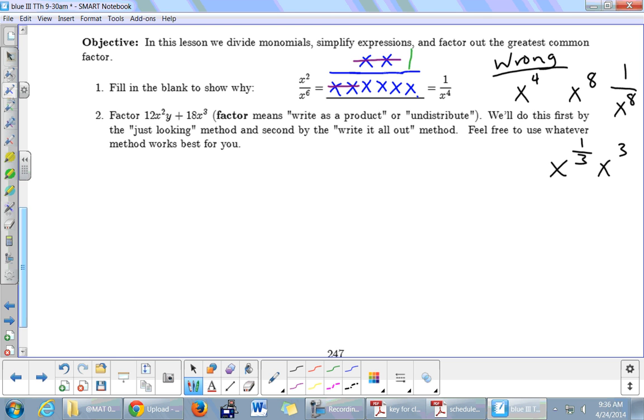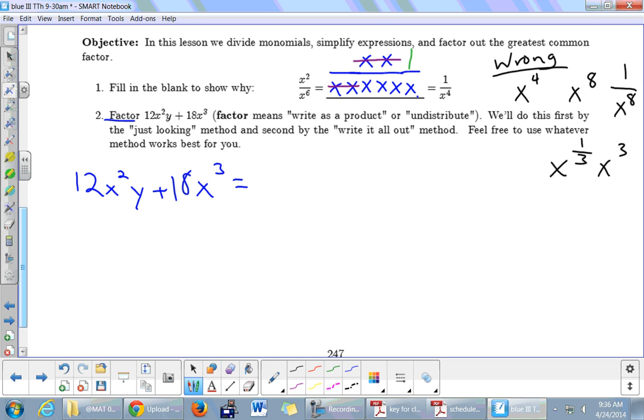Okay, so let's give this a shot. So we're seeing the word factor for the first time. It's okay if you don't know what this word means, but we're going to take the 12x squared y plus 18x cubed, and we're going to write it in a different way. The first way is going to be the short and sweet way. If you miss any of the details there, that's totally fine. We'll give you the detailed way in a second.